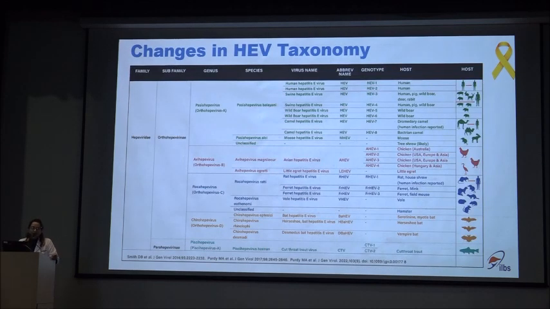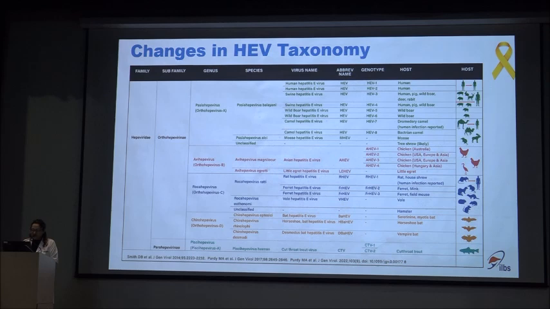Now, when we were students, hepatitis E virus belonged to the Caliciviridae, but recently, in the year 2004 and subsequently in 2009, it was shown that it should be characterized into a new family, and it has been classified into the Orthohepeviridae family.